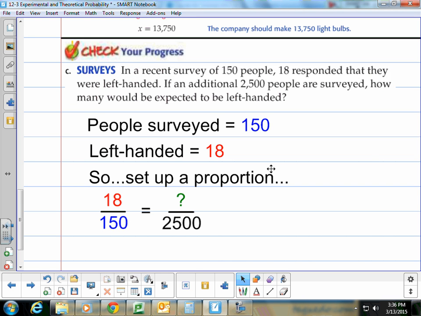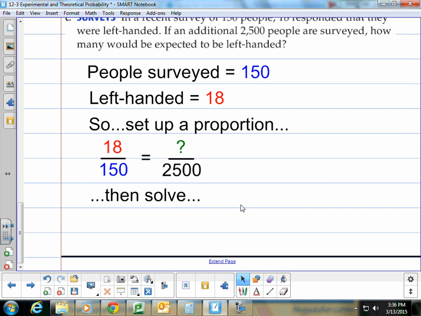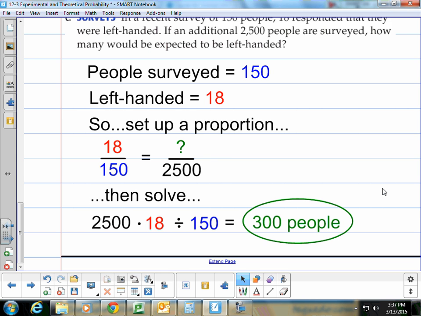18 out of 150 is how many left-handed people out of 2,500. So then we're going to solve this proportion, and we do that by doing our cross products. So we multiply 18 times 2,500, and that's going to be equal, technically, to 150 times what number? So we just jumped ahead and divided for a total of 300 people. In this situation, if we surveyed 2,500 people at this rate of 18 people left-handed out of 150, 300 people should be left-handed.